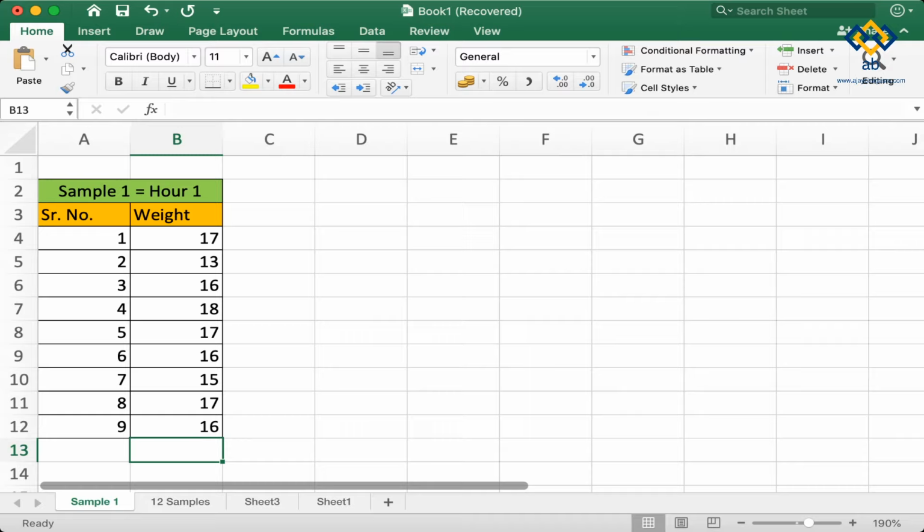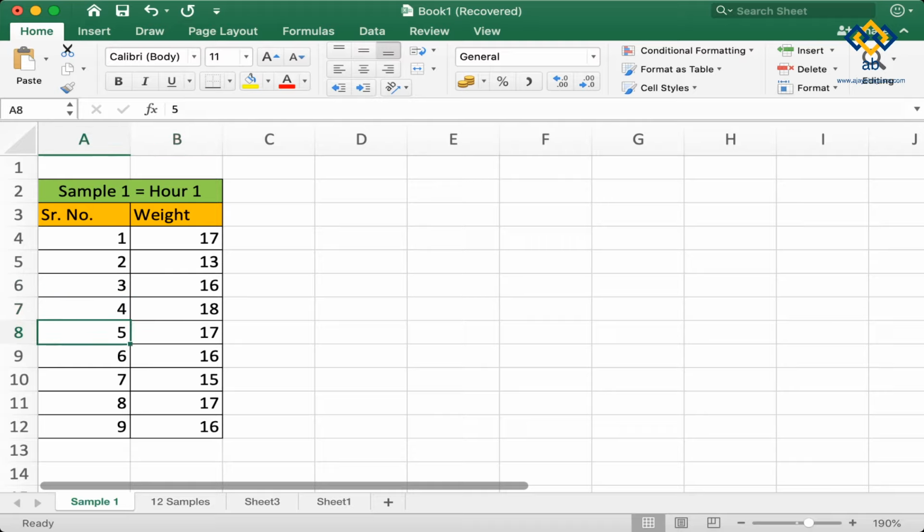Now suppose this factory starts at 9 a.m. in the morning, and in the first hour, suppose between 9 to 10 a.m., you pick up a packet randomly, which is made by this factory, and you weigh this packet. And suppose this weight is 17 grams, first hour, right? In the first hour, you take these 9 samples. The second sample that you have taken in the first hour weighs 13 grams. Third sample, 16 grams. Fourth sample, 18 grams.